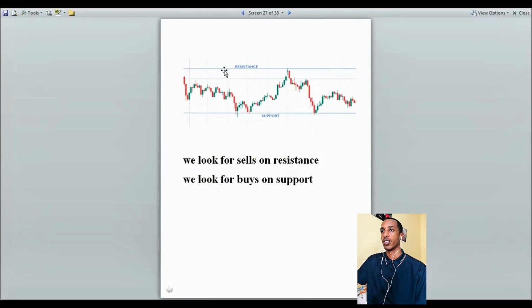So as you can see here, this is the resistance area and this is the support. This is a clear image of the chart where we can identify the support and the resistance. We look for sells on resistance, we look for buys on support.